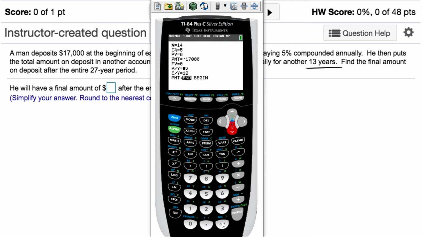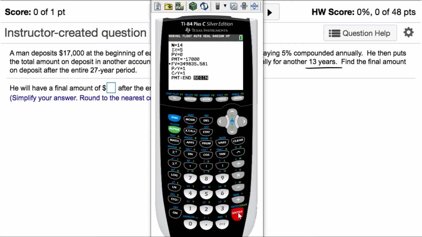Payments per year, compounds per year, both 1. Interest is compounded annually, and he's making 1 payment per year. And then it says he's depositing that at the beginning of each year. So we'll change our payment to begin. All right, so then we'll solve for our future value and get that at the end of that 14 years, he would have $349,835 and about 58 cents.